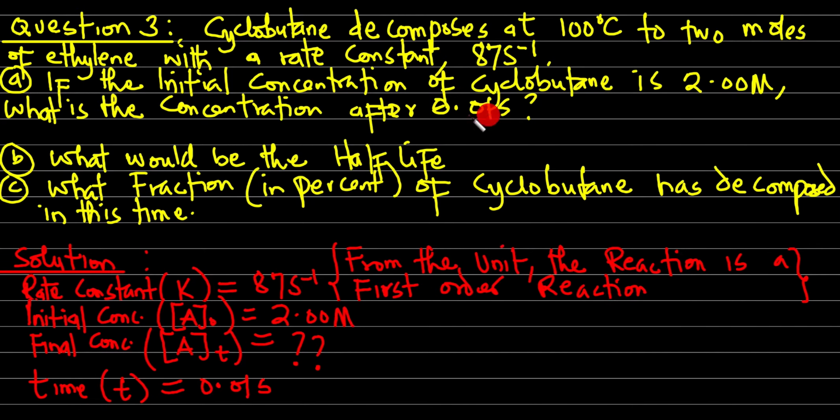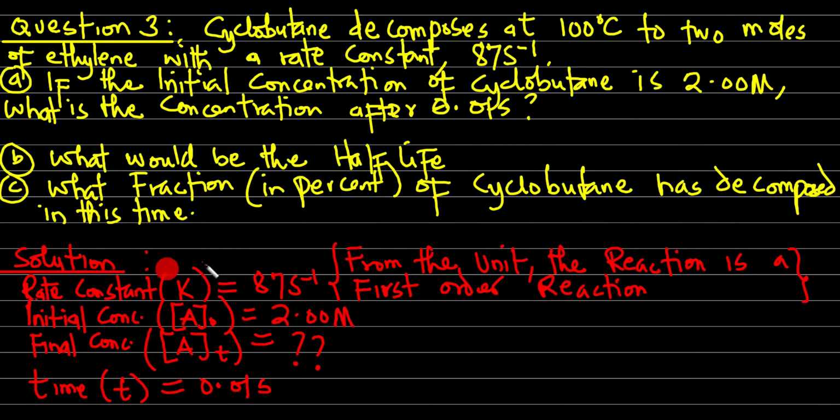That's the first question. In this particular question, the initial concentration is given to us to be 2.0, and they're asking us to find the concentration after this time, which means we are asked to find the final concentration. Question B says, what would be the half-life? Question C is, what fraction in percent of cyclobutane has decomposed in this time? Okay, let's dive into the solution.